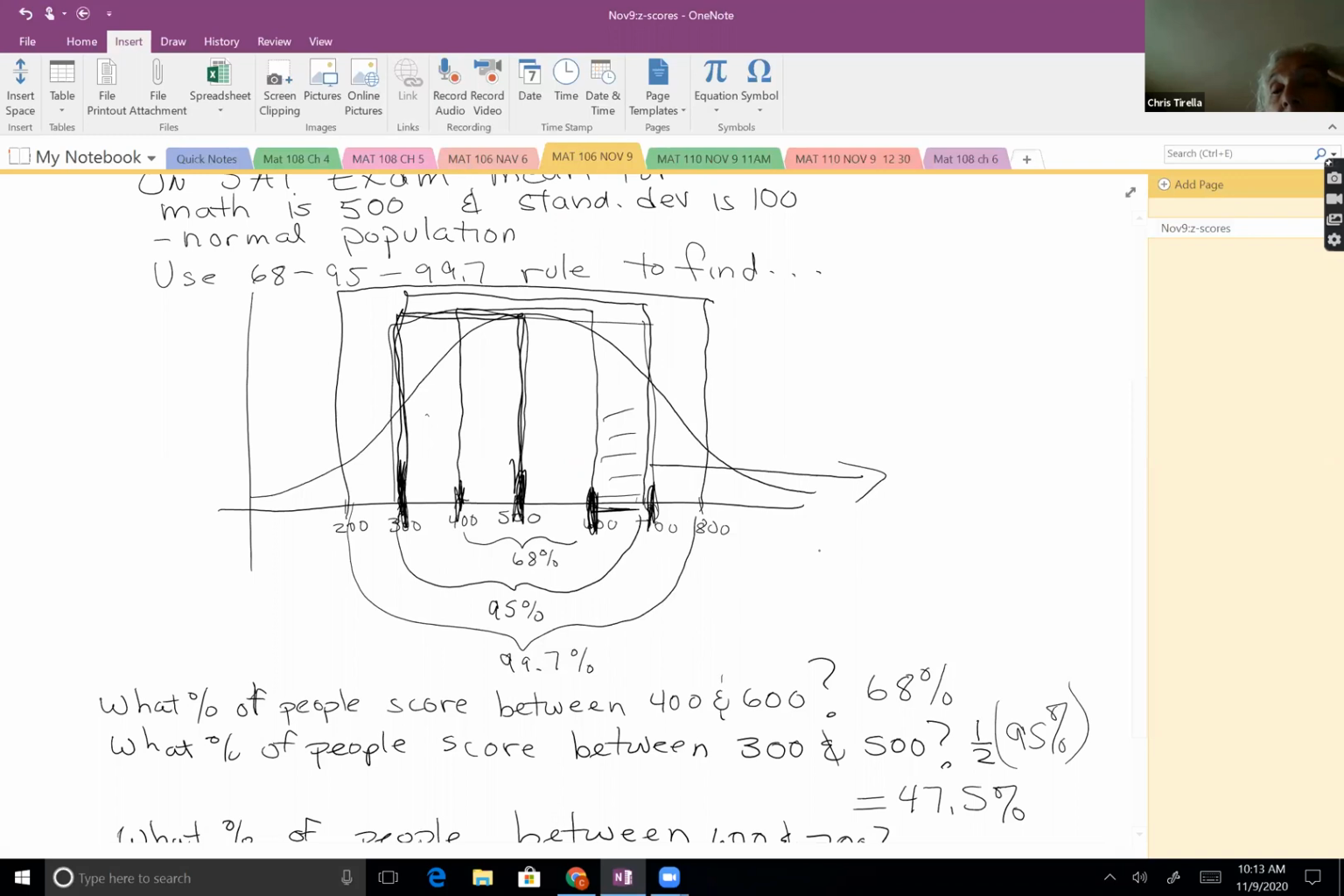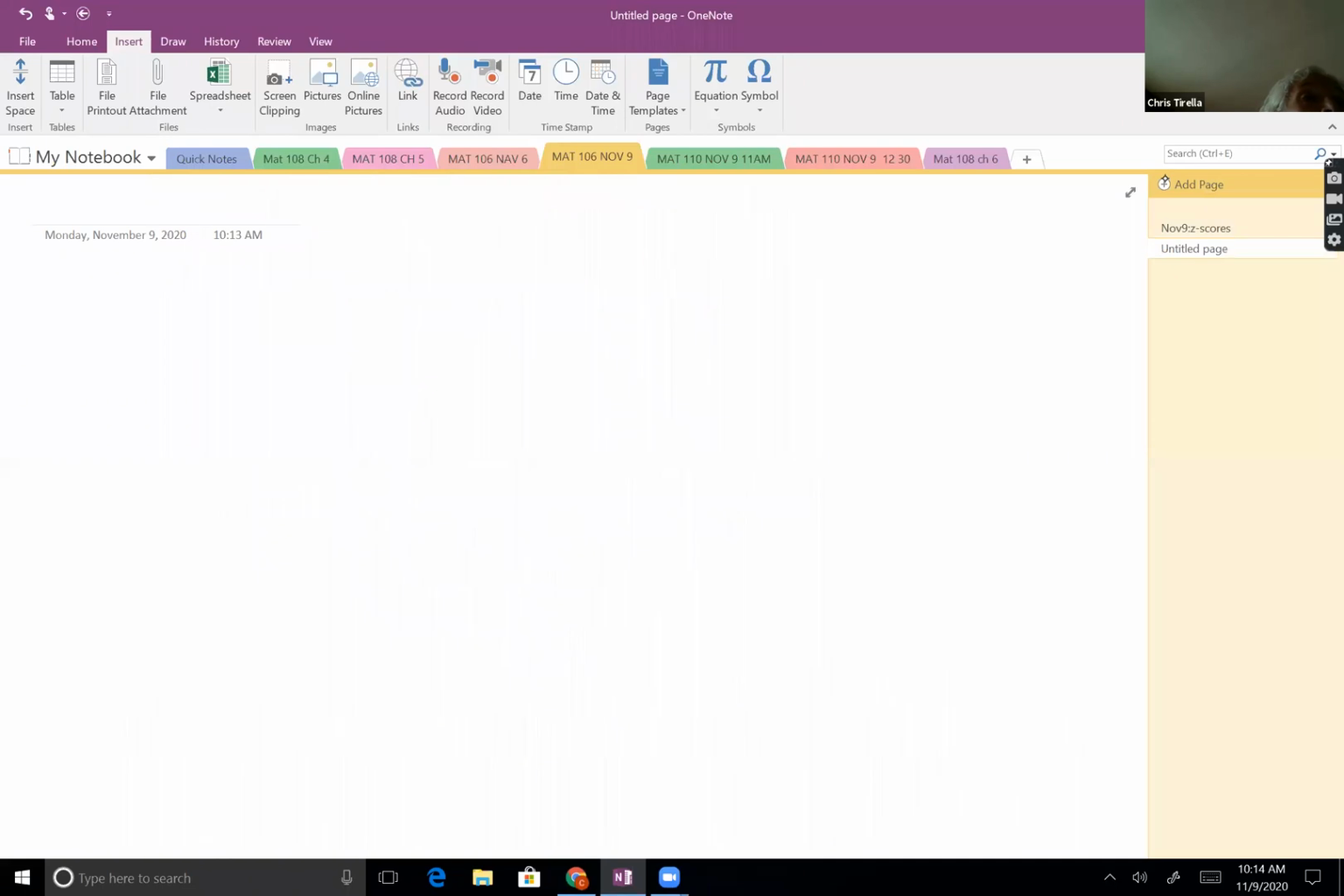If that's all right, I've got a problem. What if I wanted to know not the number of people who scored above 700, but above 750? That's not one of my boundaries. And so in order to look at things beyond boundaries and also compare different populations, we use something called a z-score. A z-score is a measure of how many standard deviations you are away from the mean.